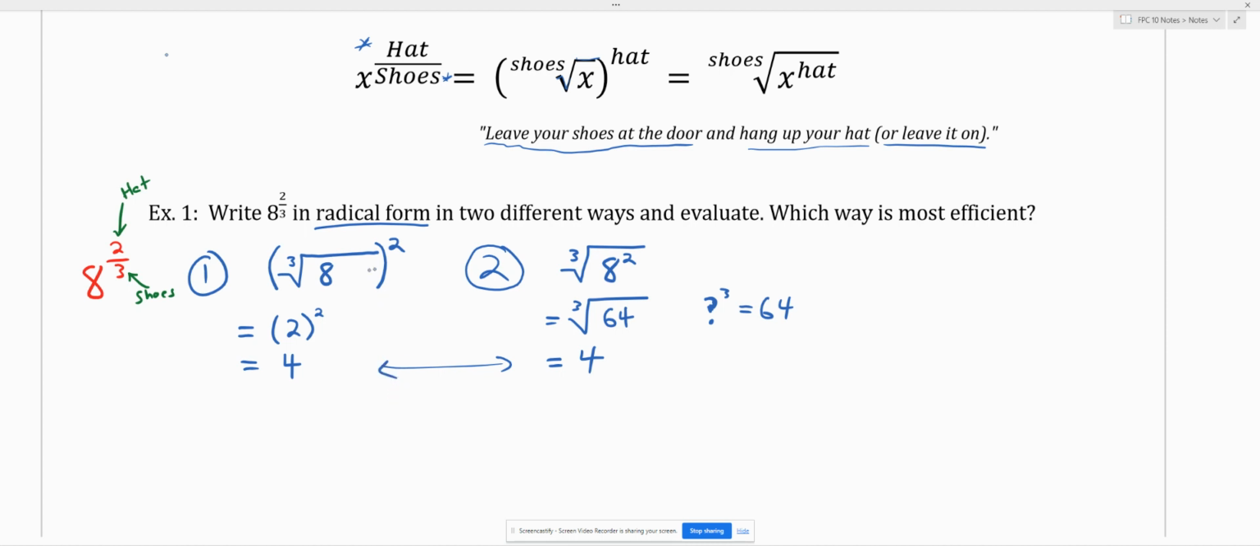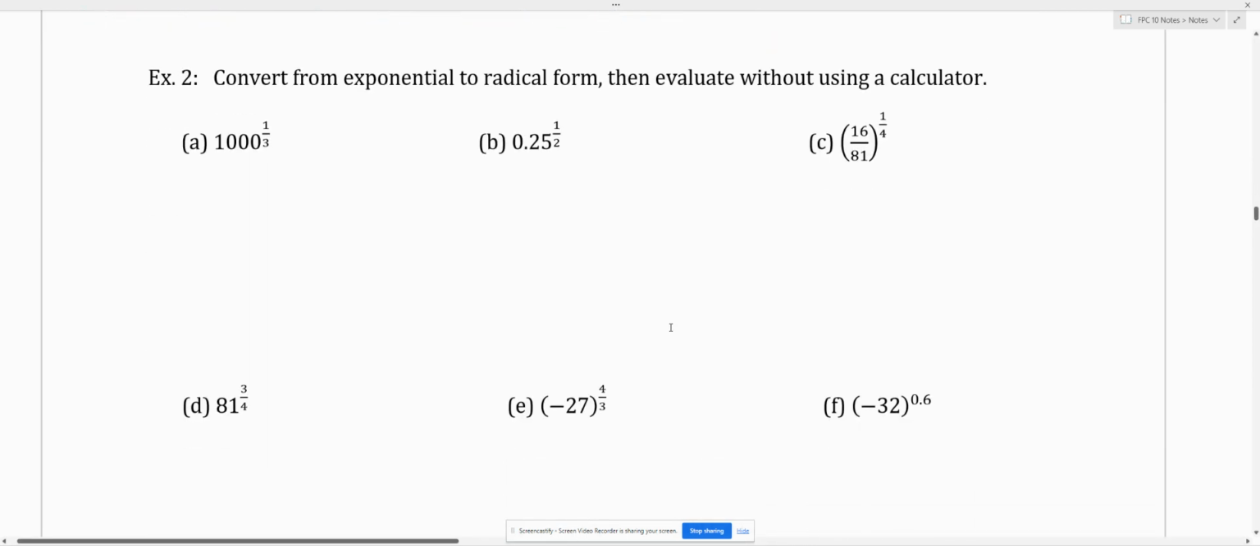But like I said, method number 1 is going to be the one we use the majority of the time. You can notice that we kept the numbers smaller in this method, whereas over here we got a number as big as 64 to deal with, and mental math is easier with smaller numbers. Okay, let's do a few more examples.